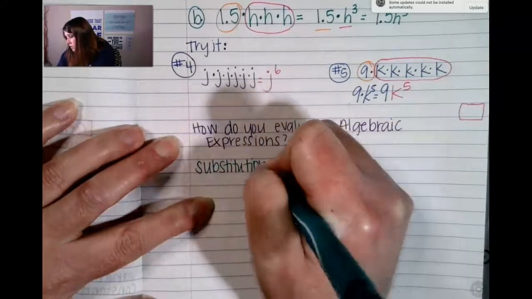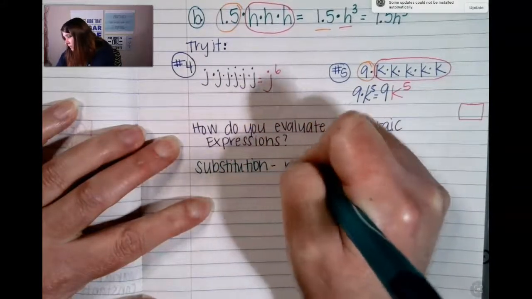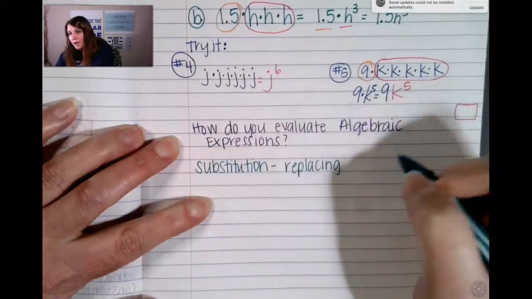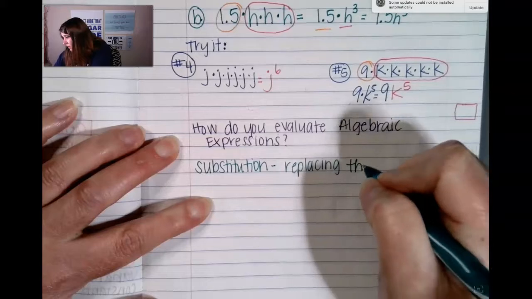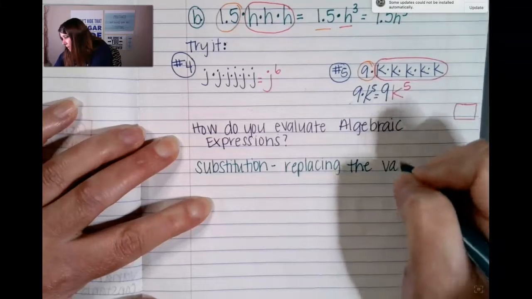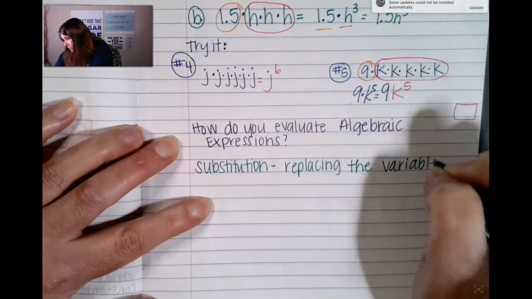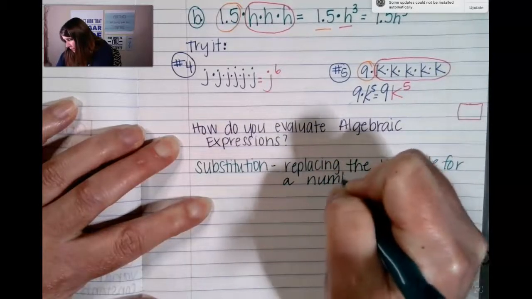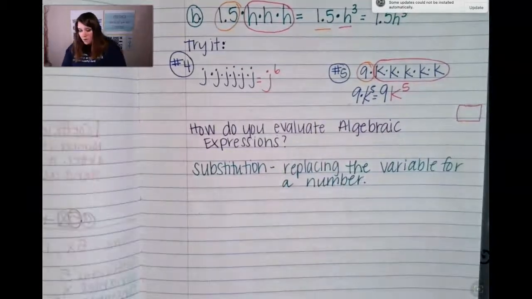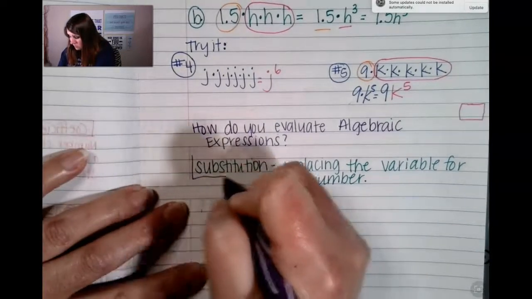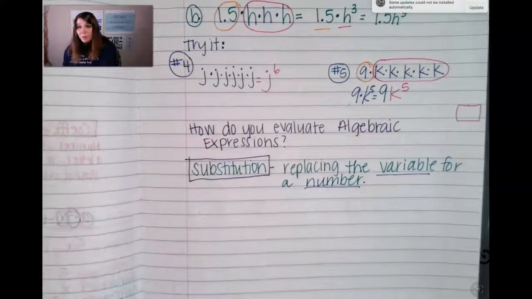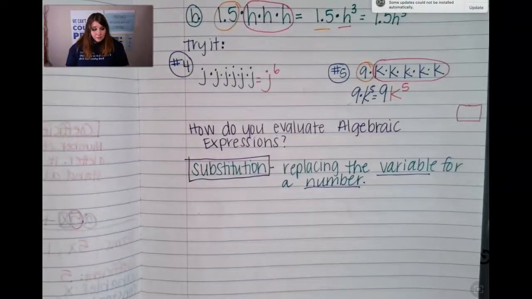Okay, so substitution means replacing the unknown letter, so the variable, for a number. All right, well, what in the world does that look like? So we're going to go variable for a number? What? Okay, Miss Englander, you're just talking crazy now. No, I'm not. I promise.